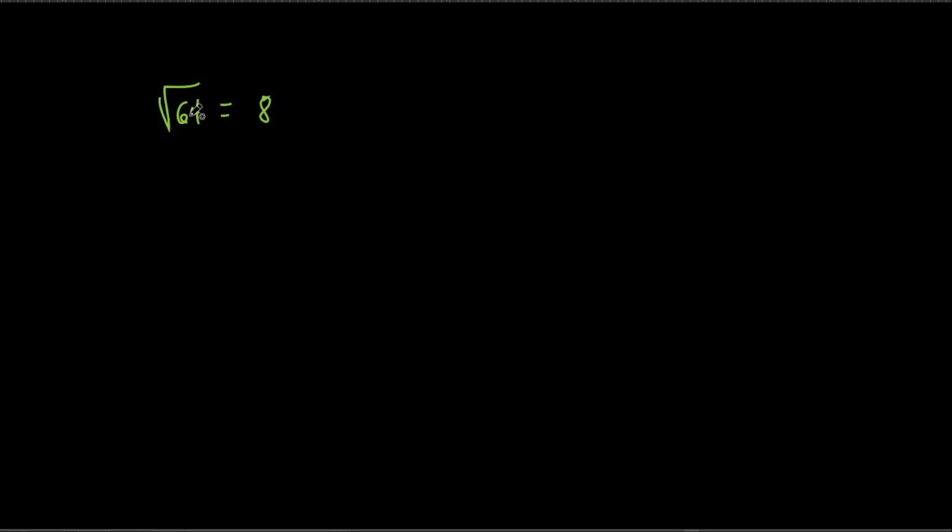We're not taking half of the number. I've seen kids try to do that. For some reason, they think you're taking half of it. You're not. You're asking yourself what number times itself is equal to 64, and it's 8, and it's always positive, okay? If you have a negative inside there, for right now, you just say it's undefined, okay?